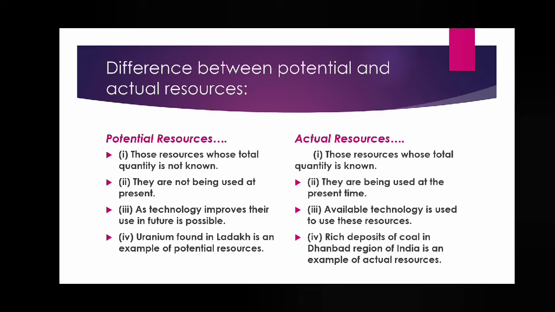Now let us read one by one. First point, those resources whose total quantity is not known. That means till now you are in confusion. You are not sure what the total amount available is, but for actual resources, the total quantity is known because you are habituated with it, you have been using it for a long time, that's why you know it very well. Second point, they are not being used at present.